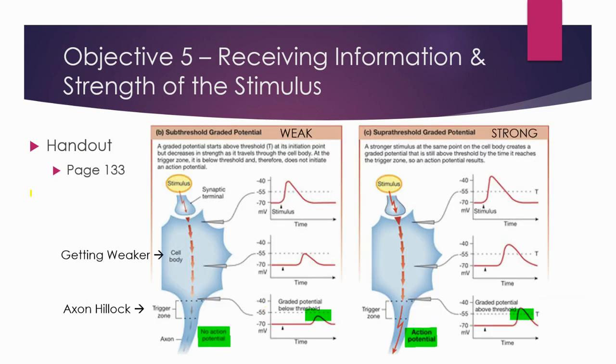You do have some handouts. There's actually lots of handouts in your packet. One of them is looking at these graded potentials. To give you an example, if it's a weak signal when it's coming in, as that stimulus is traveling, it's getting weaker and weaker and weaker. By the time it gets to this trigger zone, the axon hillock, if it is not strong enough to meet threshold, then no action potential is going to happen. Whereas if you have a stronger stimulus, even though it is weakening as it goes, by the time it gets here, it's strong enough to reach that threshold and that action potential is going to happen.